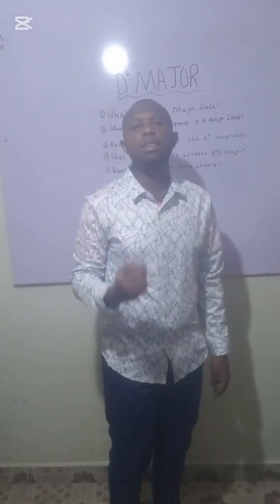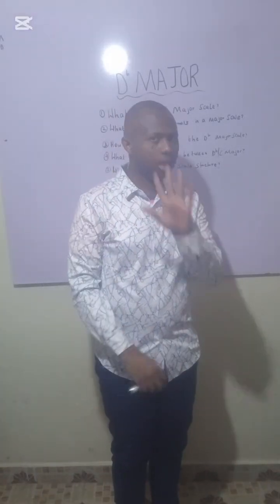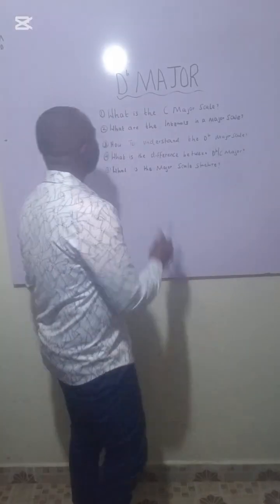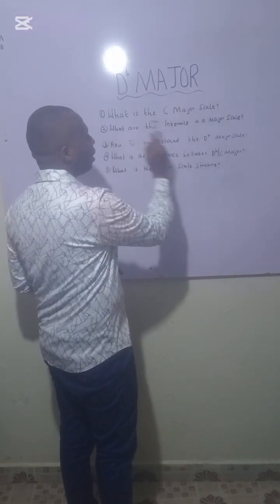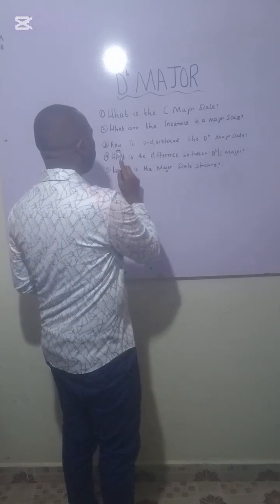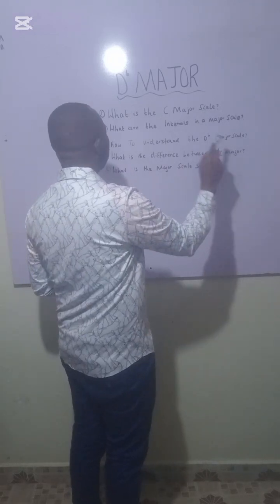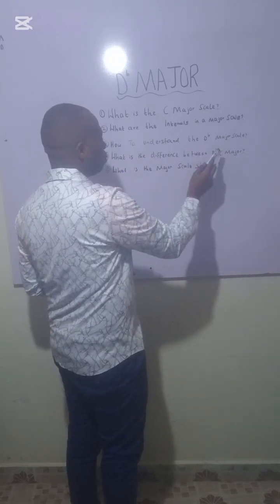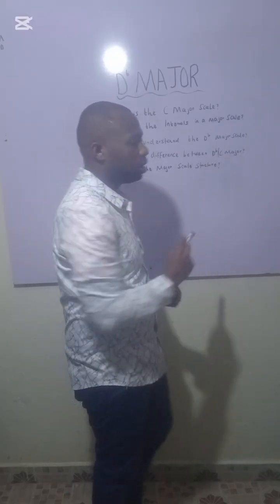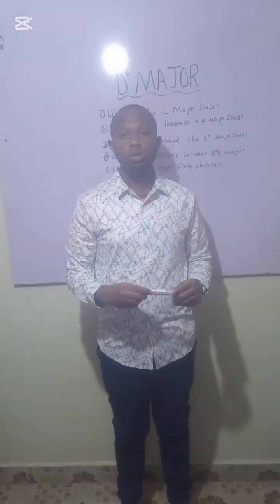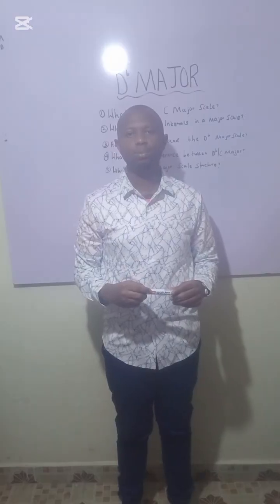And for us to understand the D flat major scale, we're going to be answering 5 questions. The first question is, what is the C major scale? The second question is, what are the intervals in a major scale? The third question is how to understand the D flat major scale. The fourth question is, what is the difference between D flat major and C major? Then lastly, what is the major scale structure? So guys, if you're interested in music, stay tuned.